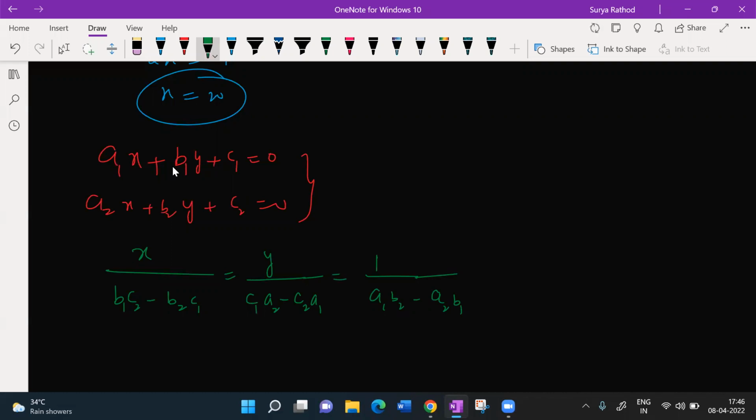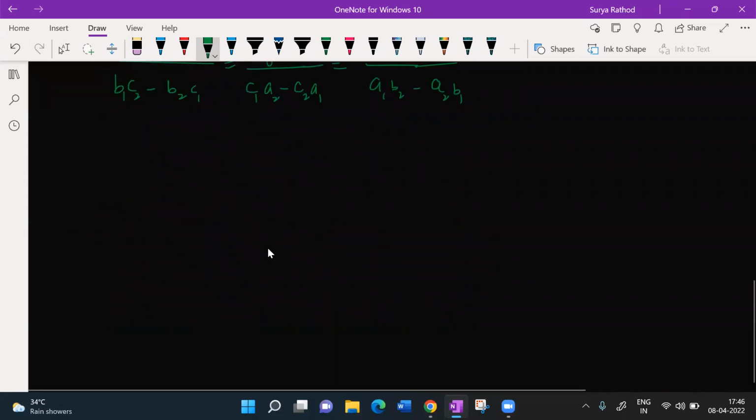Now your question is what? Sir, I don't know how this formula is derived, sir. You want to derive this? Very simple. Yes, sir.